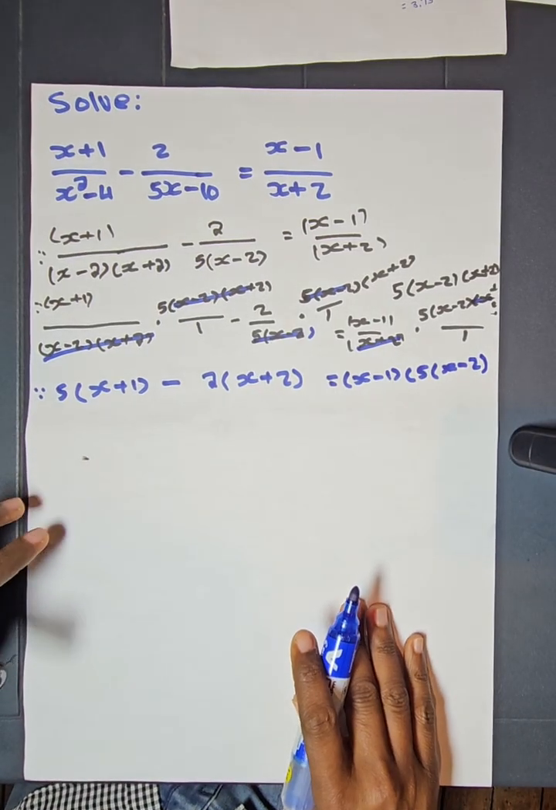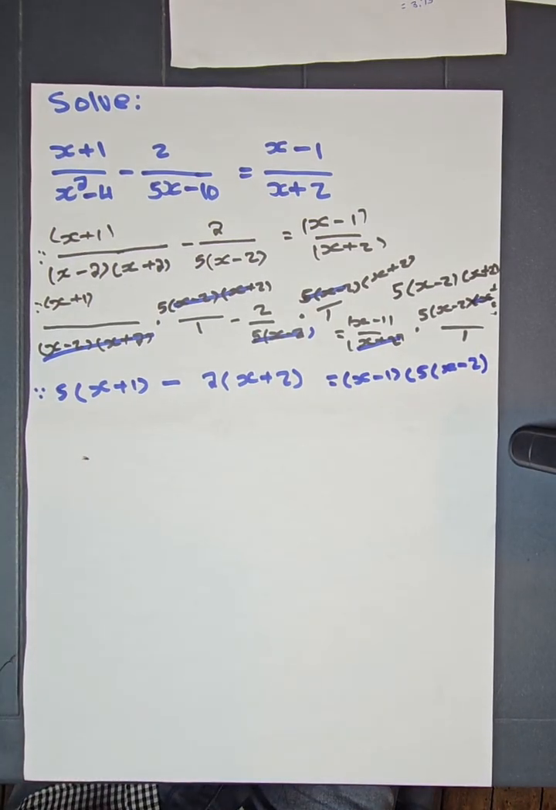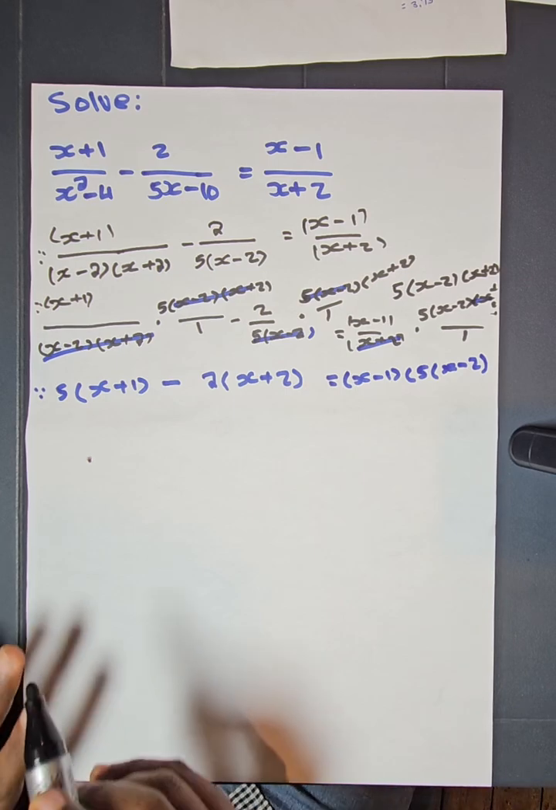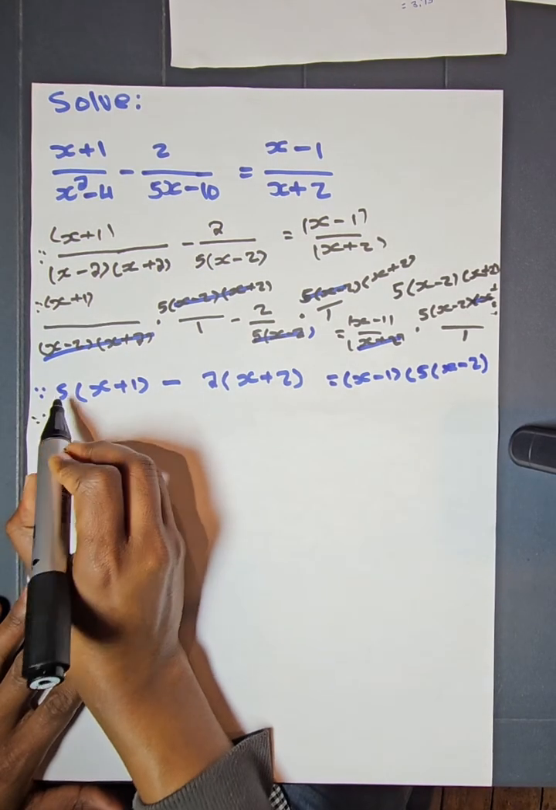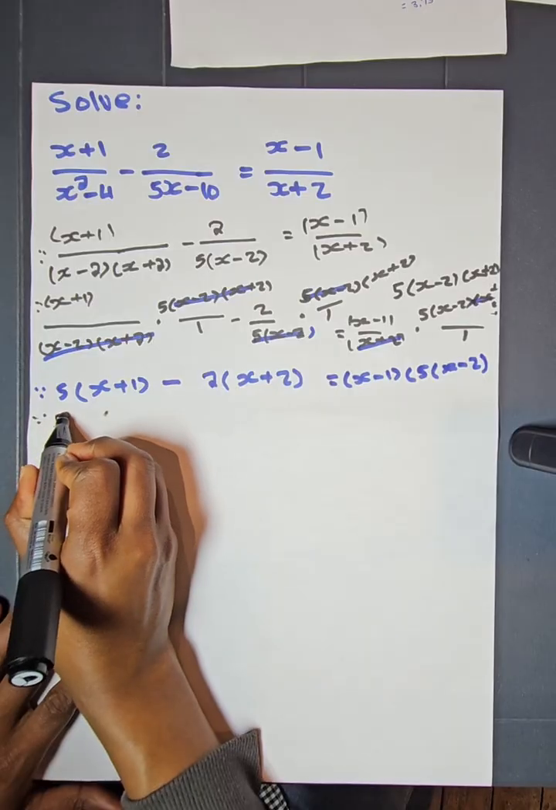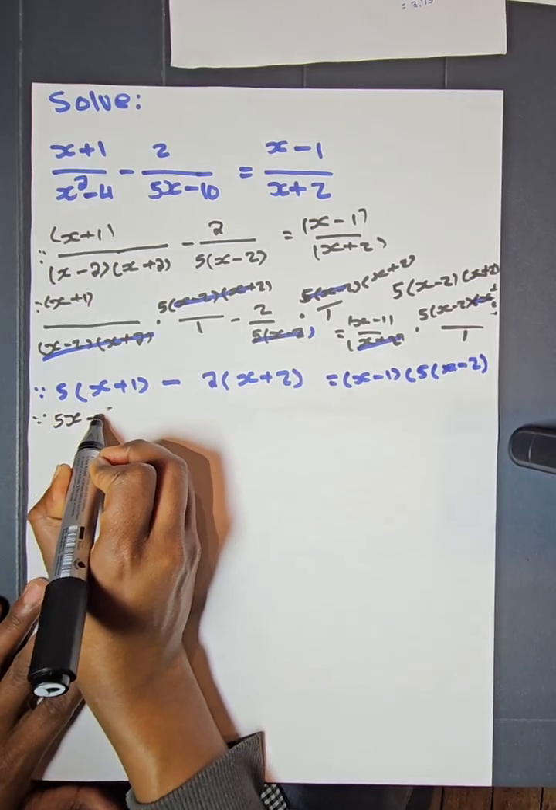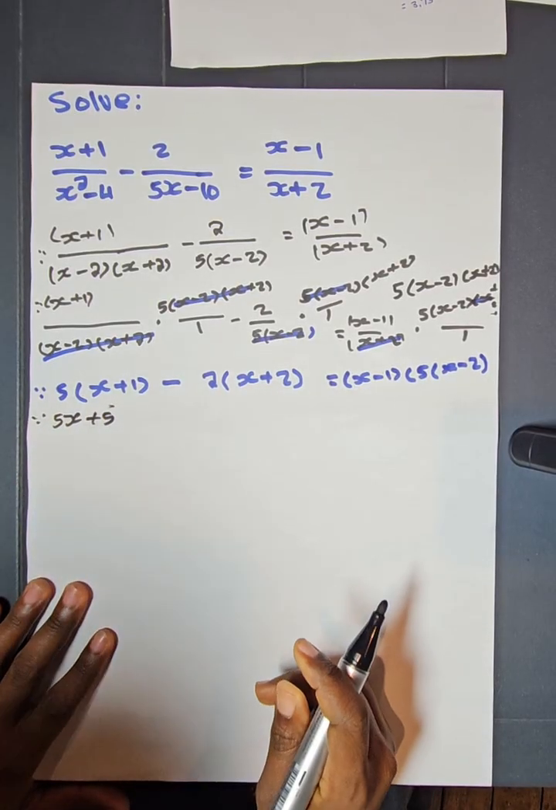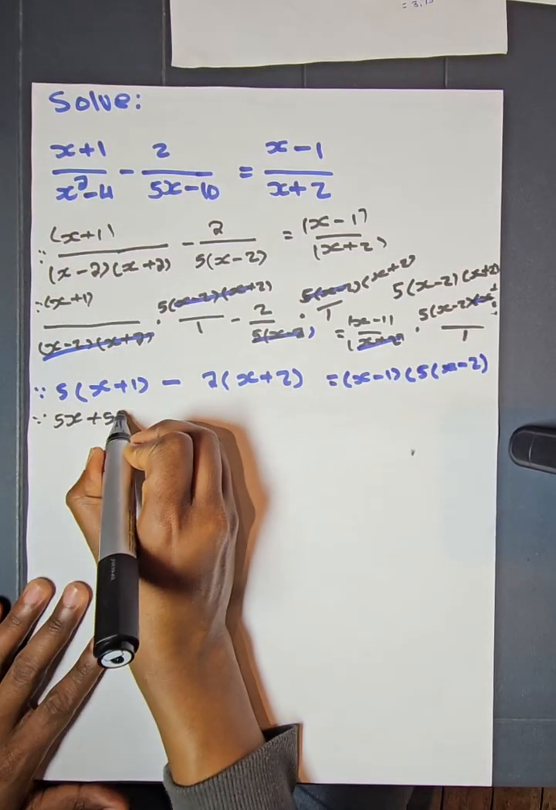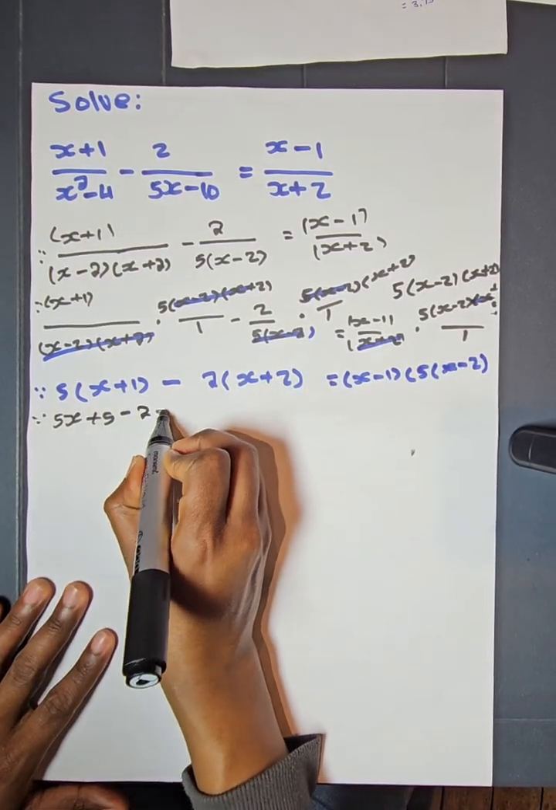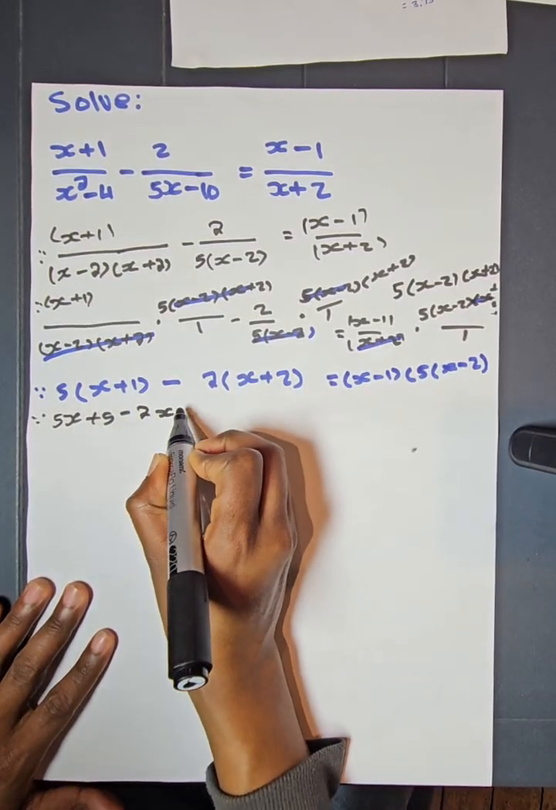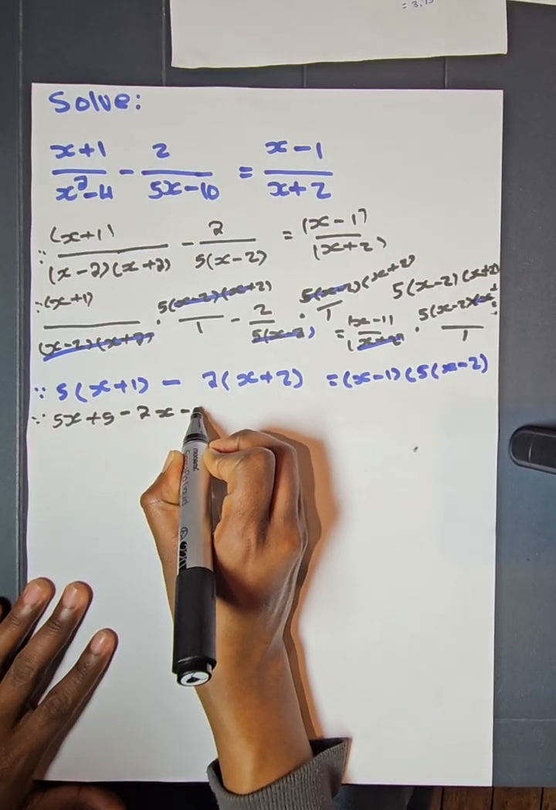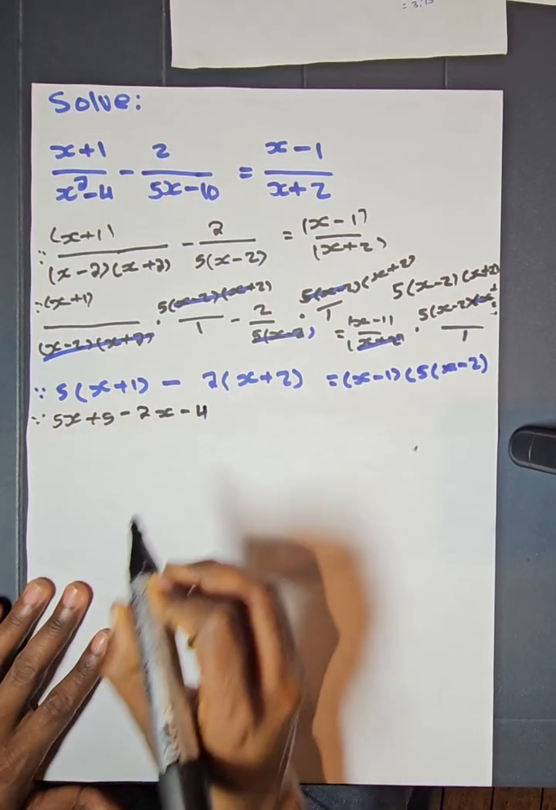Now we get rid of fractions, and no more do we have any fraction. Now what we need is to get rid of the brackets. So follow me. Let's multiply out. 5 times x is 5x. 5 times plus 1 is plus 5. Well done. Minus 2 times x gives minus 2x. Minus 2 times plus 2 gives minus 4.